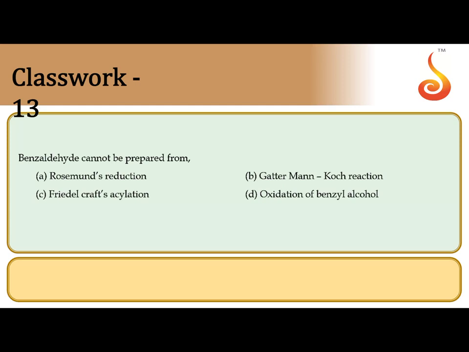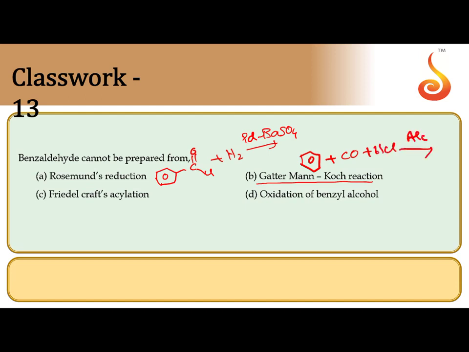Benzaldehyde cannot be prepared from which? We can prepare benzaldehyde by Rosenmund's reduction: you take benzoyl chloride plus hydrogen in the presence of palladium on barium sulfate. Benzaldehyde can also be prepared by Gattermann-Koch formylation: benzene plus CO plus HCl in the presence of anhydrous AlCl3. That is also possible.